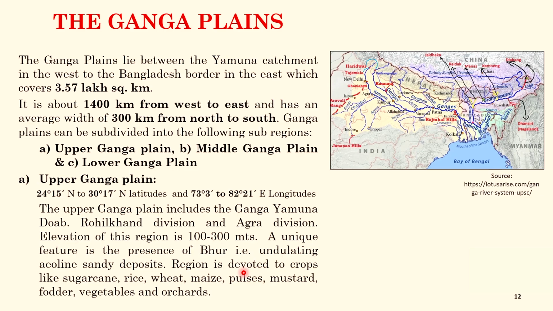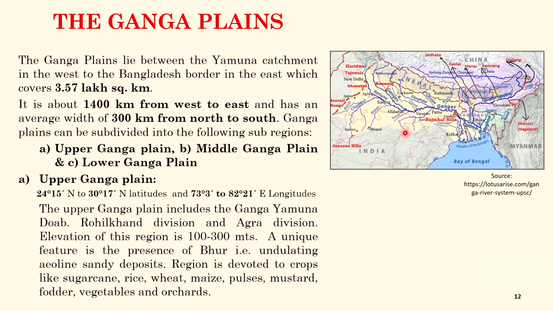The Ganga plain. The Ganga plain lies between the Yamuna catchment in the west to the Bangladesh border in the east, which covers 3.57 lakh square kilometers. It is about 1400 kilometers from west to east and has an average width of 300 kilometers north to south. Ganga plains can be subdivided into the following sub-regions, what we have seen earlier: the upper Ganga plain, middle Ganga plain and lower Ganga plain. Let's go one by one.